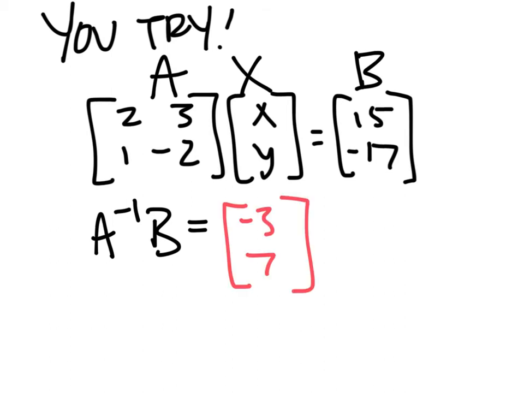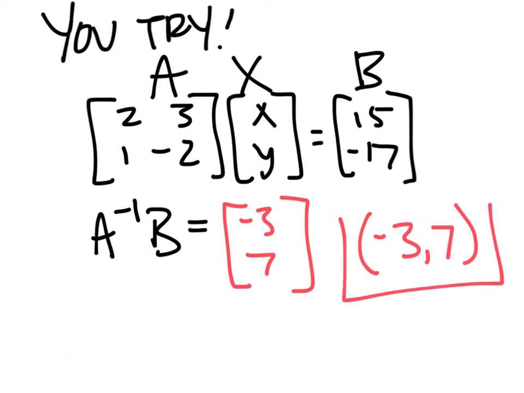All right, so you should have gotten the matrix negative 3, 7. So x equals negative 3, y equals 7. So as a point, this is negative 3, 7. All right, and that's how we use matrices to solve systems of equations very quickly.